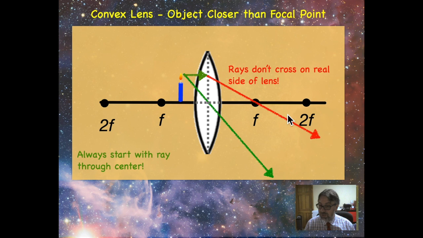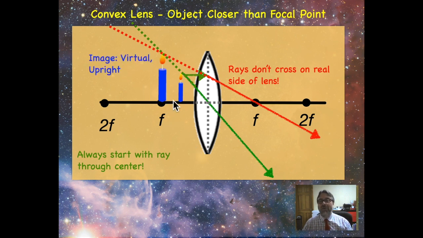And just like we did with mirrors, if my light rays do not cross, I project them backwards to see where they do cross. So I project the first ray backwards, I project the second ray backwards, and I see they cross here behind the original object. And I would get a virtual image. Now, this is different than mirrors.